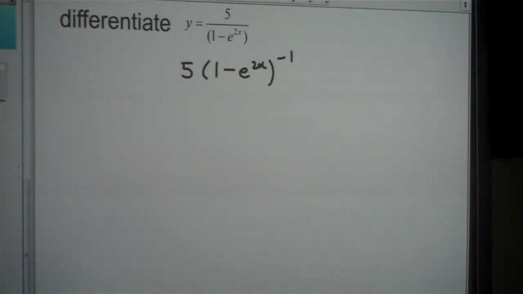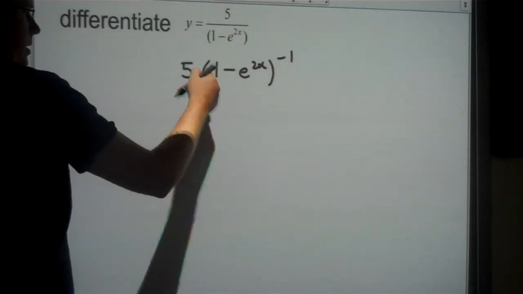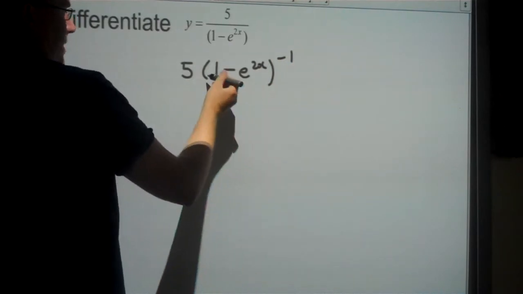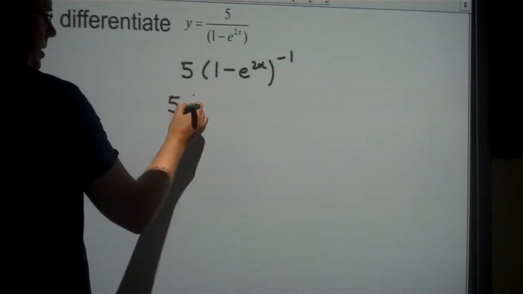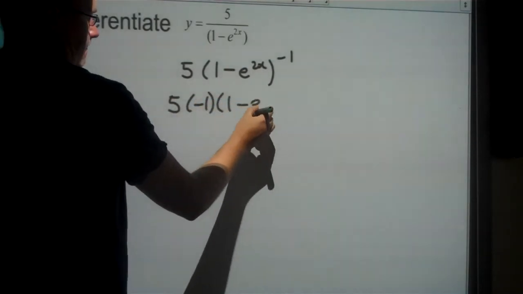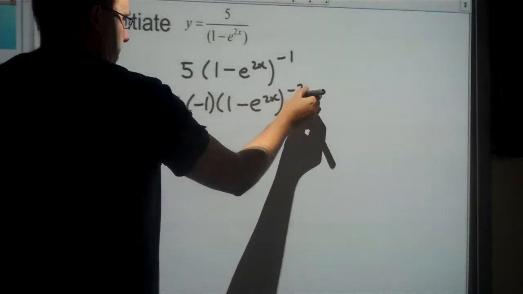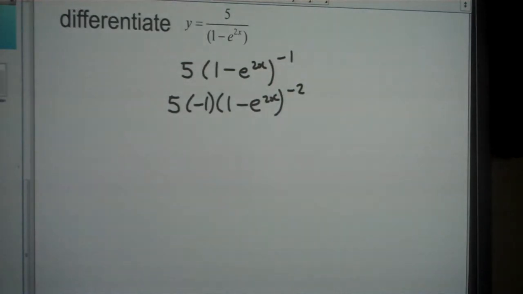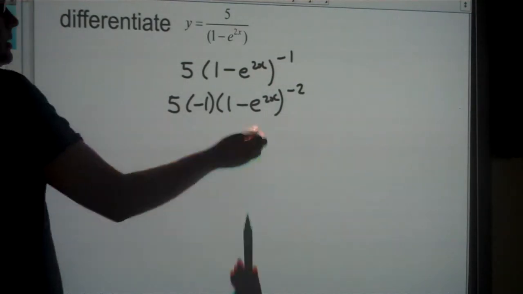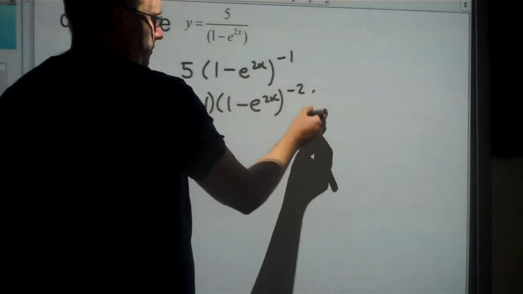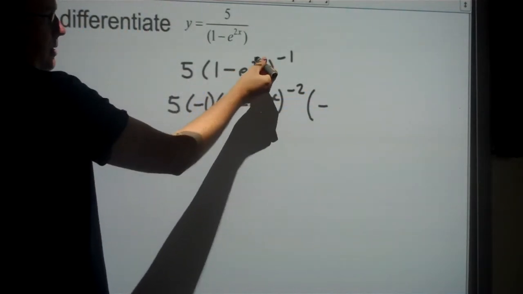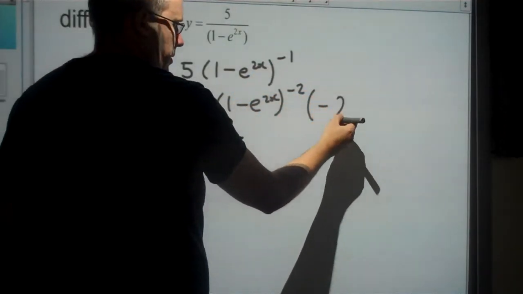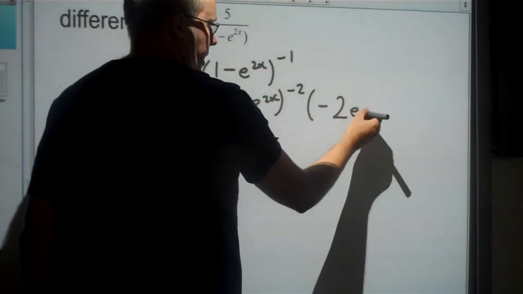And now I could use my chain rule to differentiate this. When you do the chain rule, you bring the power to the front, decrease the power by 1, and then times by the differential of what's inside the parentheses. So if I do that, I'm going to bring the power to the front, decrease the power by 1, and then I've got to times by the differential of what's inside the parentheses. The differential of 1 is just 0. I got a negative here. So for the differential of e to the 2x, you do the differential of 2x, which is 2, and then you write the same thing out again.